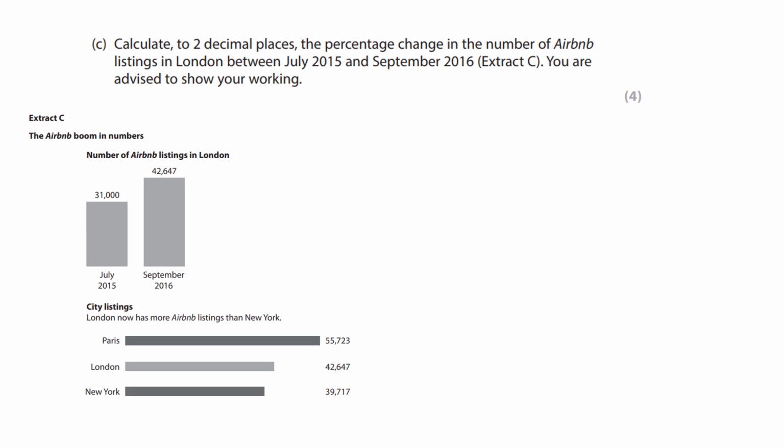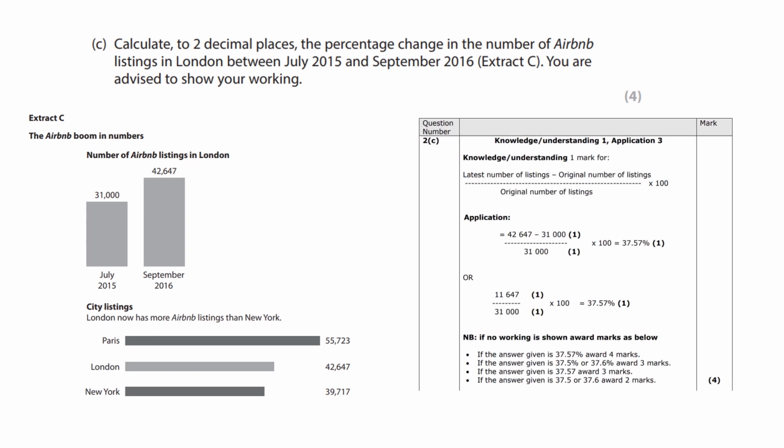This question was quite a straightforward one. So you might have put latest number of listings minus original number of listings divided by original number of listings times by 100. So 42,647 minus 31,000. Divide that by the 31,000 times by 100, and the answer is 37.57%.